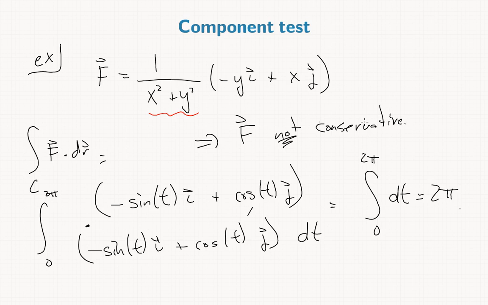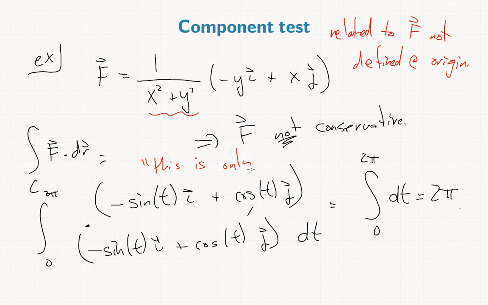Okay, so we have to be careful. As I said, this is related to the fact that F is not defined at the origin. And in some very vague sense, this is the only thing that can go wrong. So the circle example, in some sense, encapsulates all the examples.